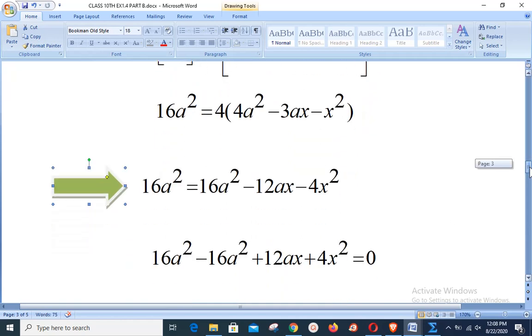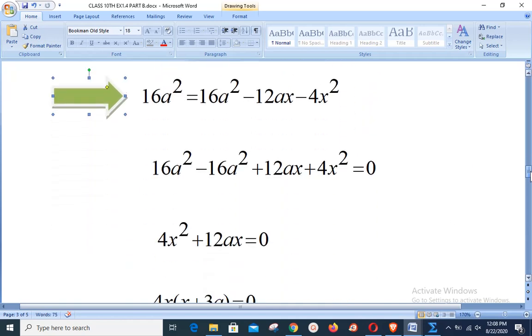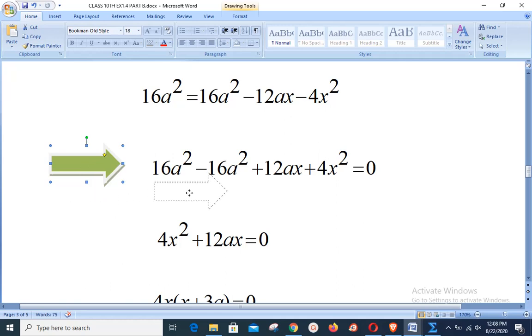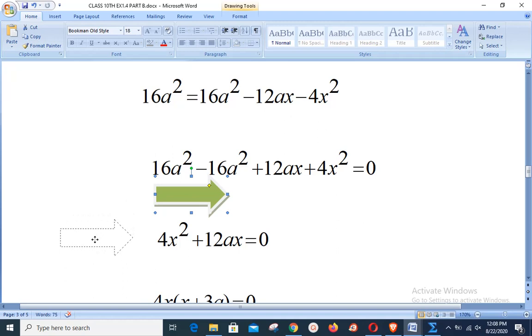Shifting all the terms of the right hand side towards the left hand side, we obtain 16a square minus 16a square plus 12ax minus 4x square converted into plus 4x square is equal to 0. Viewers, it is clear that this 16a square with plus and 16a square with minus will cancel. So we are left with 4x square plus 12ax is equal to 0.